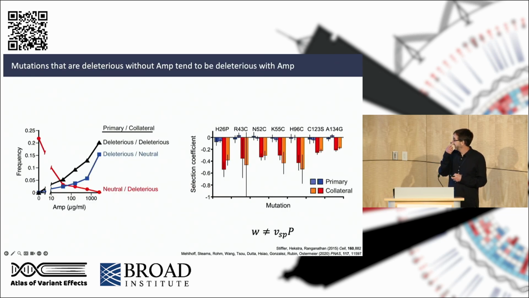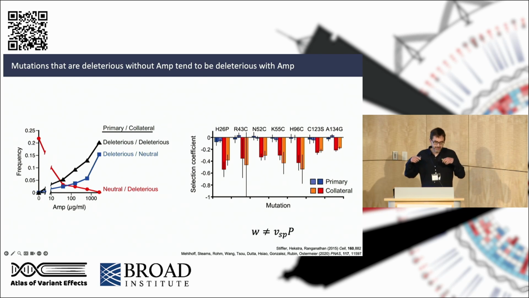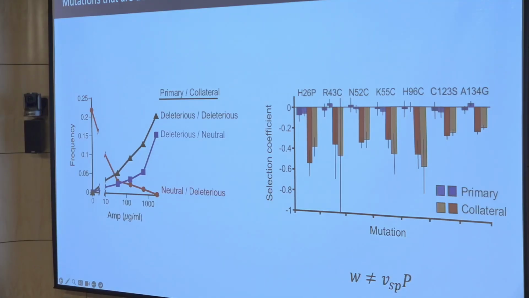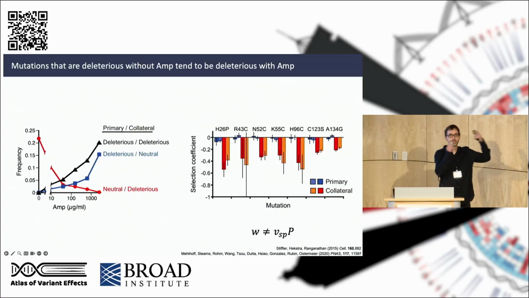This is just a quick aside to say that sites that cause deleterious collateral fitness effects tend to also cause deleterious primary fitness effects. But there are sites that have no primary fitness effects but have deleterious collateral fitness effects. So if your readout is biological and your interpretation is something about the protein, this is a word of caution.